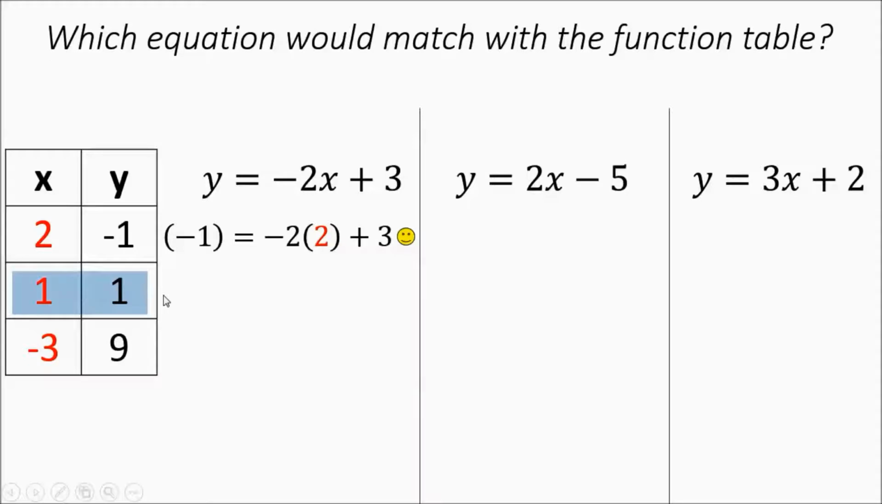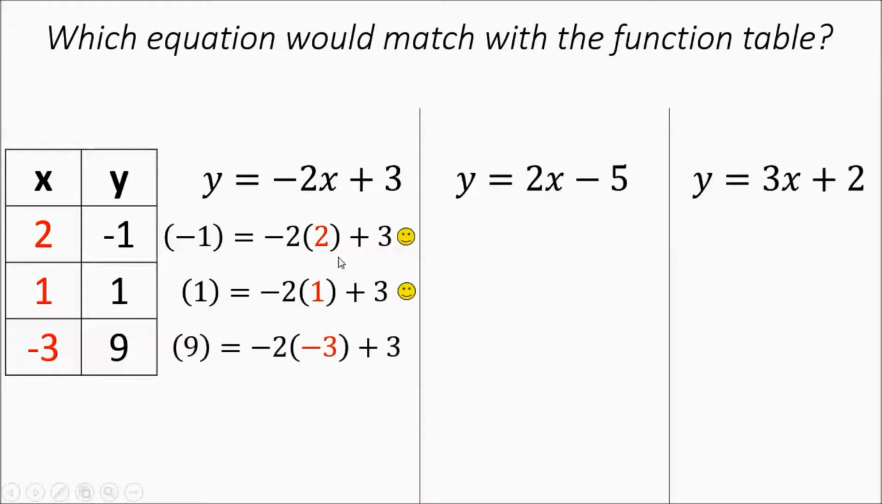So that means x is 1 and y is 1. So an input of 1 gives me an output of 1. Let's see. Negative 2 times 1 is negative 2, and then negative 2 plus 3 does give me a 1. Looking good. So I'm going to try this last ordered pair of negative 3, 9.